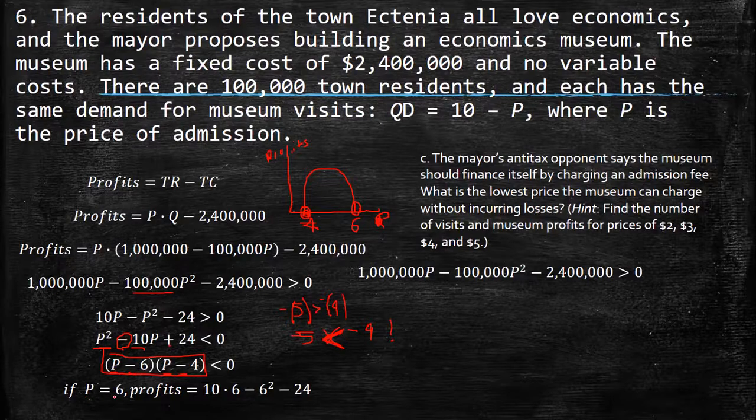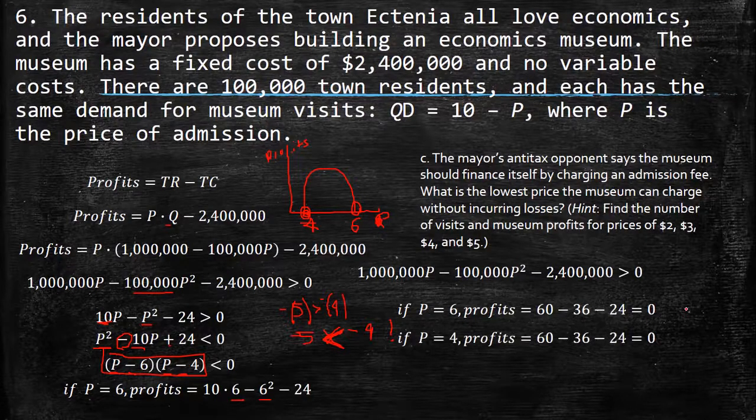If p is equal to 6, you replace 10, which is the quantity, times 6 minus 6 squared minus 24. And this one is going to be exactly equal to 0 because it's going to be 60 minus 36 minus 24. And if price equals 4, you have 40 minus 16 minus 24. So then it's going to be 0. Okay, so if the price is equal to 4, then your profit is going to be 0, which is exactly as replacing all these values, and you will find this one, price equal to 4.